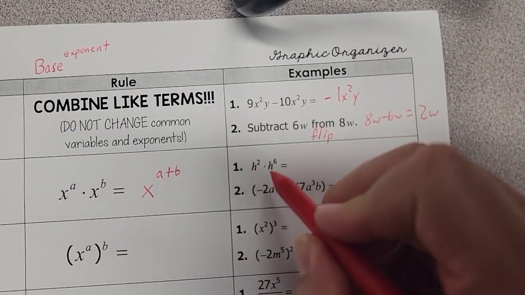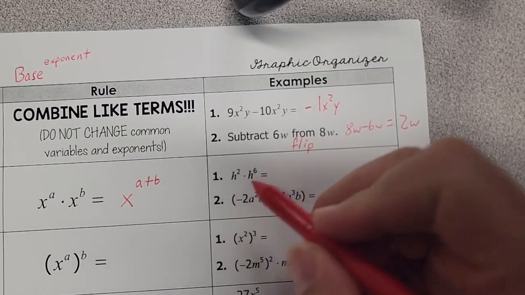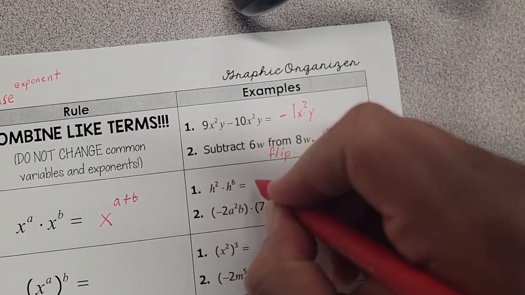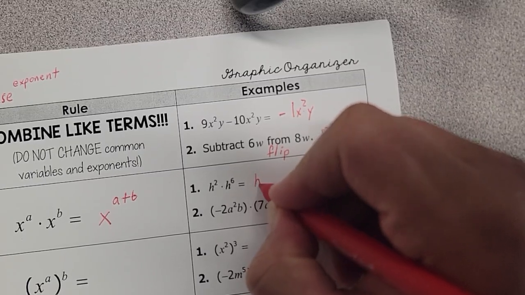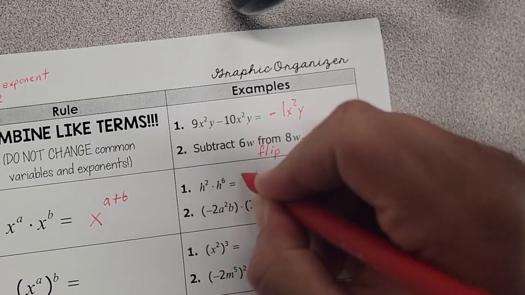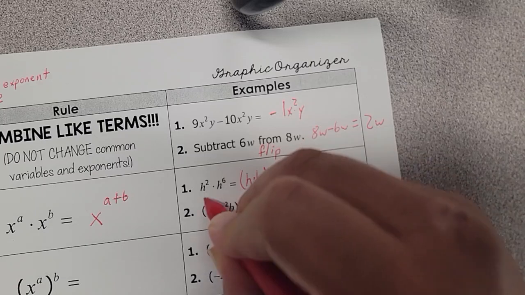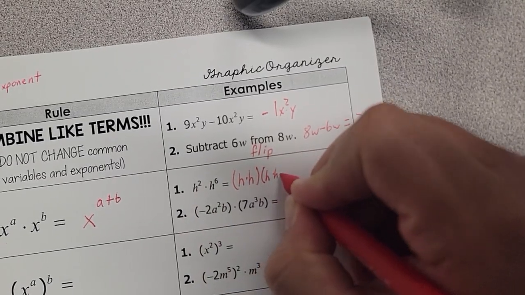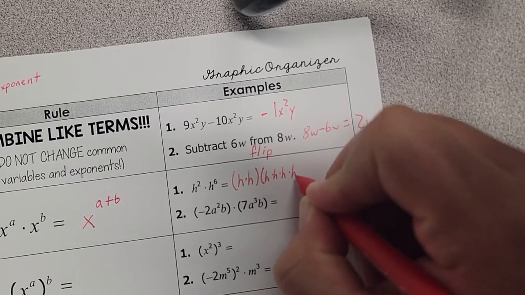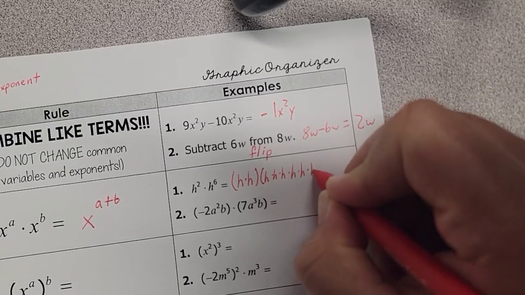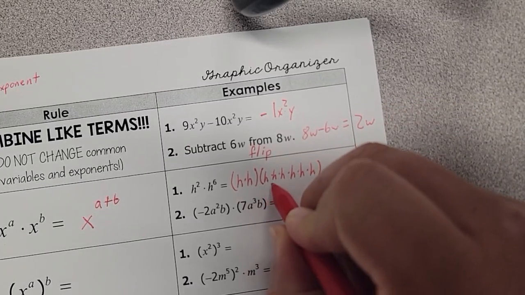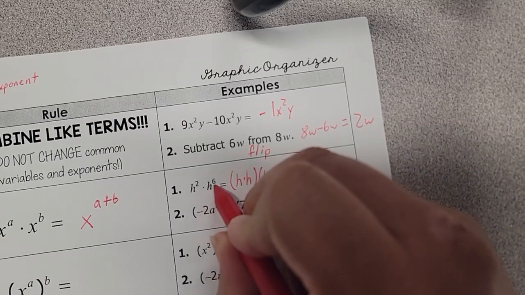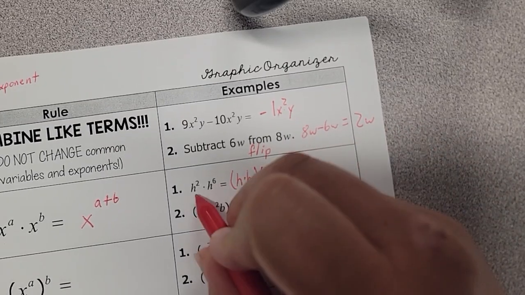So I have h squared times h to the 6. So basically, if I were to expand this, this is going to be h times h, all right, because there's 2 of them. And then I'm going to have 6 h's right here, h times h times h. All right, 1, 2, 3, 4, 5, 6, because that's what the exponent is. It's how many h's do you have.